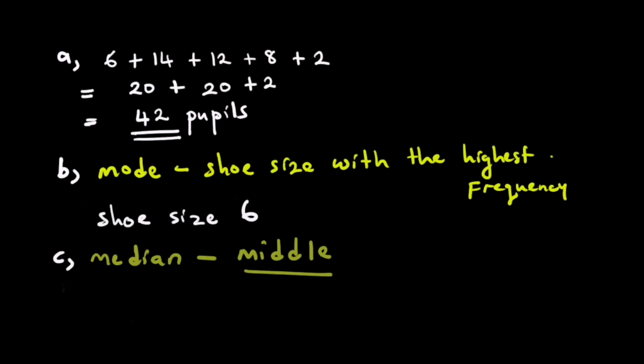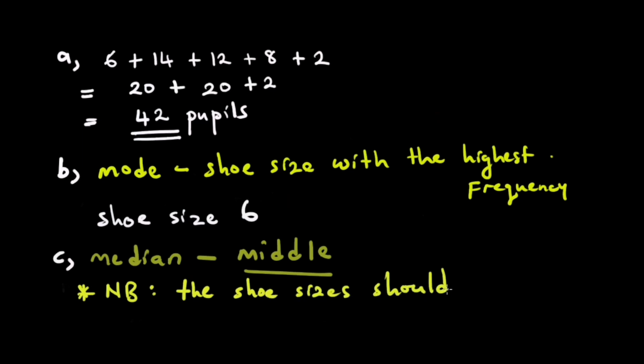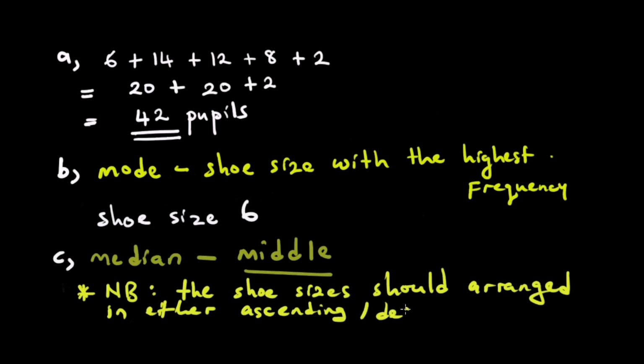But there's something important when we want to find the median. So this is a nota bene fact. Very important, most important fact. Kuti in context, the shoe sizes should be arranged in either ascending or descending order.